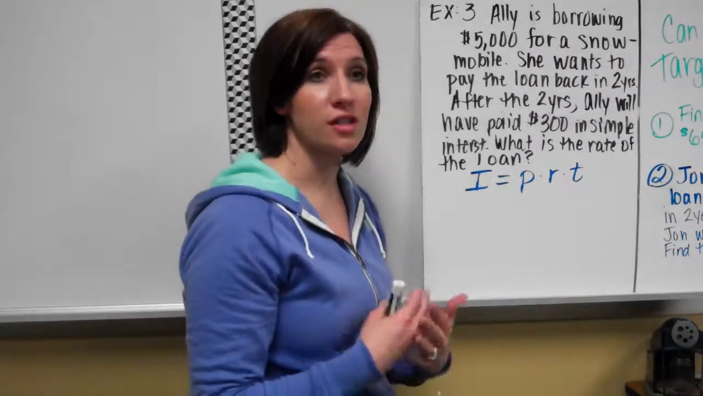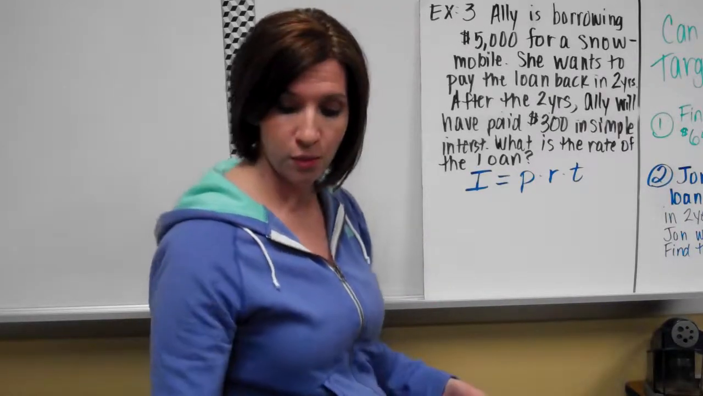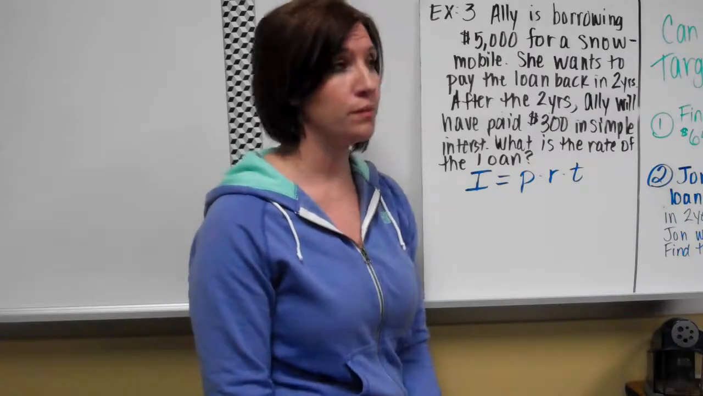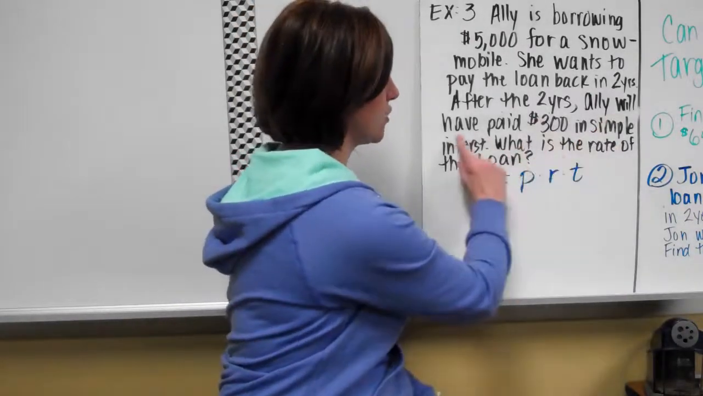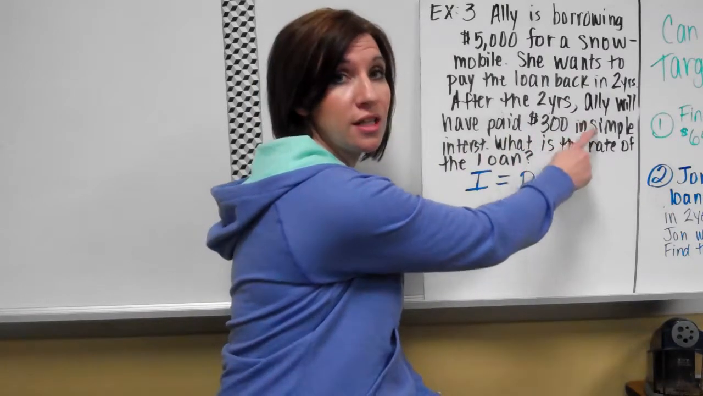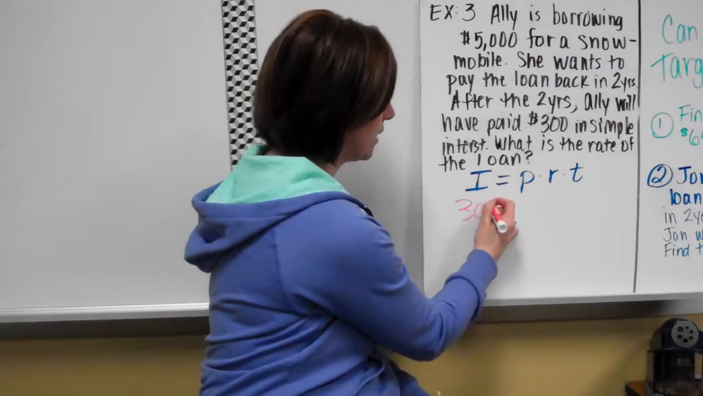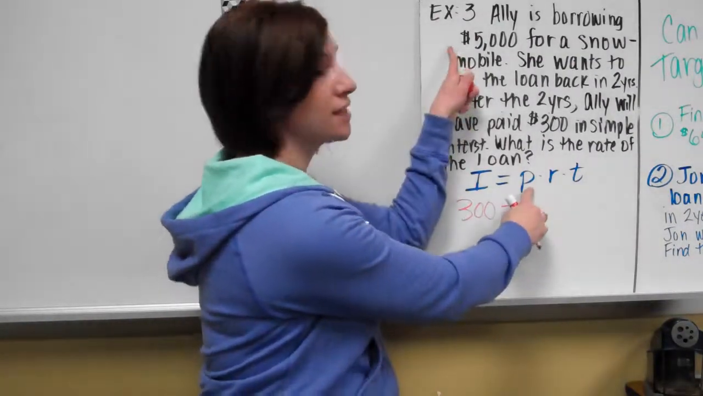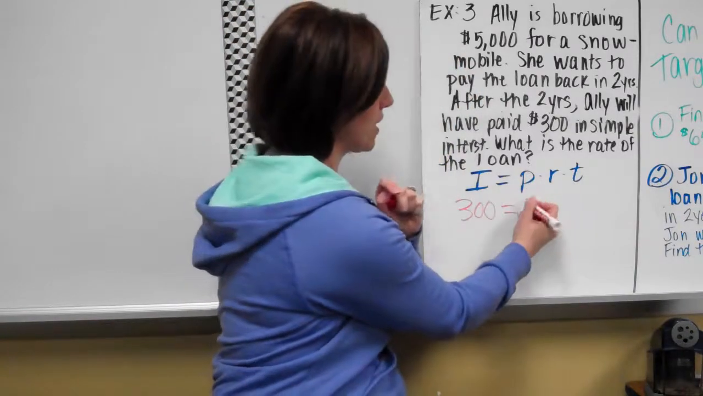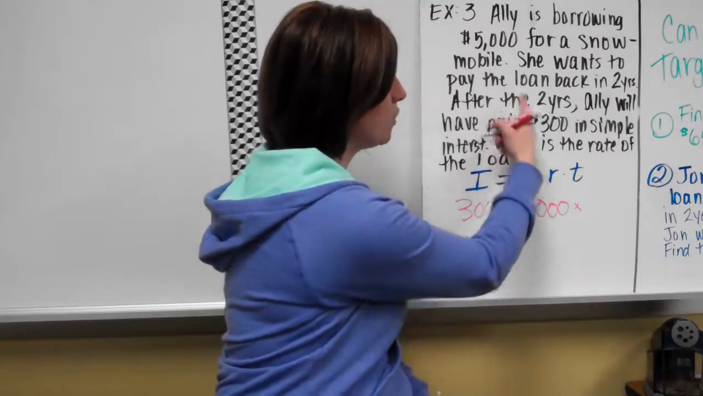So we're going to use our skills that we've learned in a previous unit on solving equations. You need to plug in the numbers that you know. So we know what the interest is that she paid. It tells us she will have paid $300 in simple interest. So I'm going to take the $300 and put it in for the interest. Okay? We know the principal. It tells us up here. She borrowed $5,000 originally.